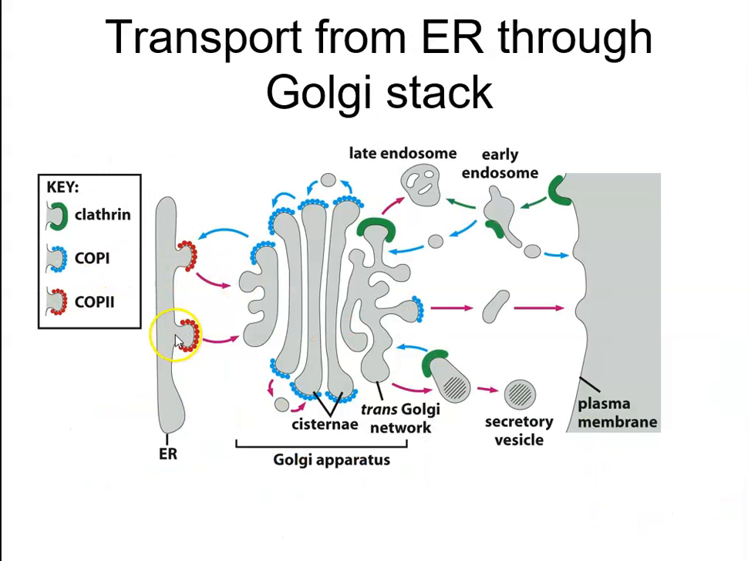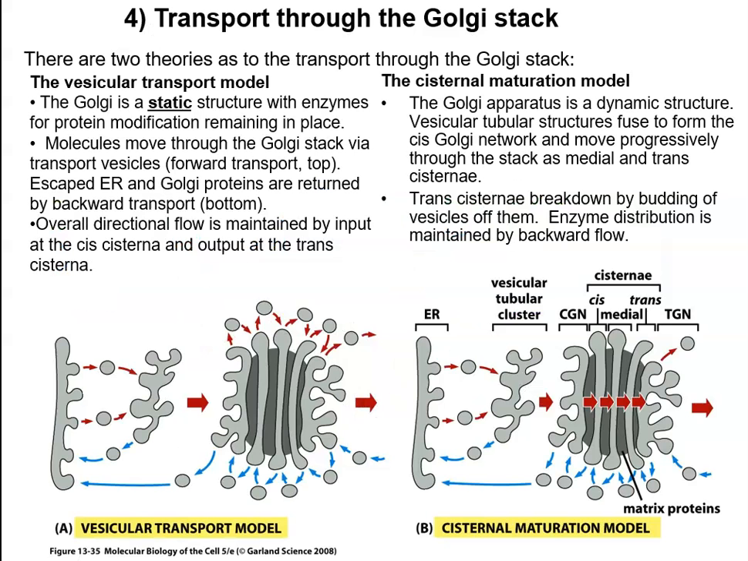Okay, so we've got our proteins out of the ER to the vesicular tubular clusters. We've got our ER resident proteins and receptors back to the endoplasmic reticulum itself. So what we're now going to cover is the Golgi stack itself and how proteins move forwards through the Golgi stack.